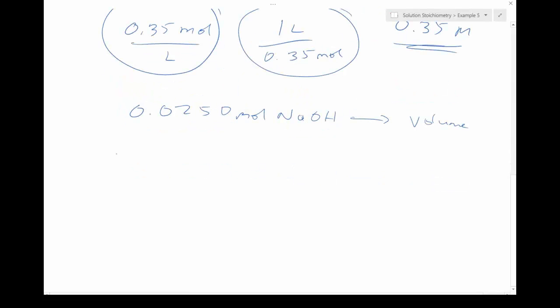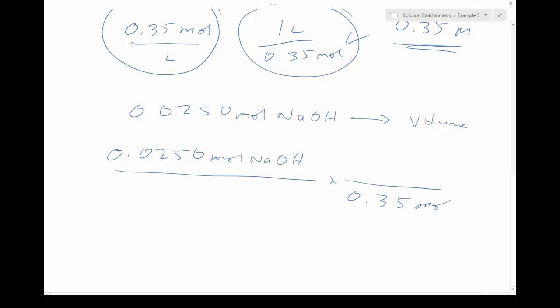Well, 0.0250 moles of sodium hydroxide, and I'm going to use this conversion factor here. It means my moles are going to cancel, and I'll be left with liters up here. Okay. You should get 0.071429 liters.